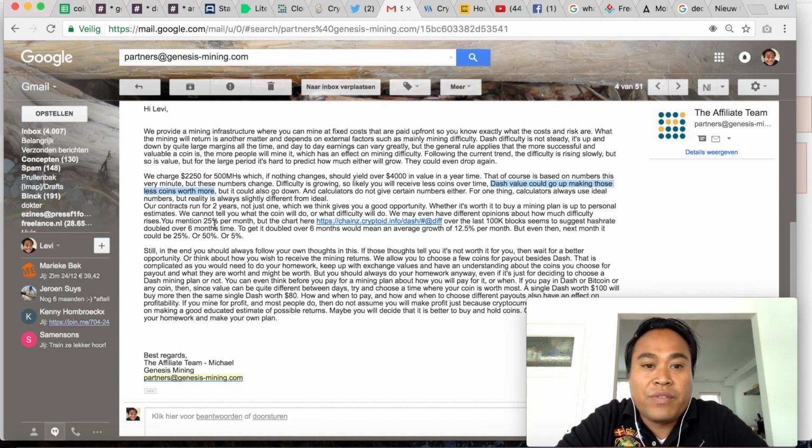You mentioned 25% per month, but the chart here, over the last 100k blocks, seems to suggest hash rate doubled over a 6 month time. To get it doubled over 6 months would mean an average growth of 12.5% per month. But even then, next month, it could be 25 or 50 or 5%.